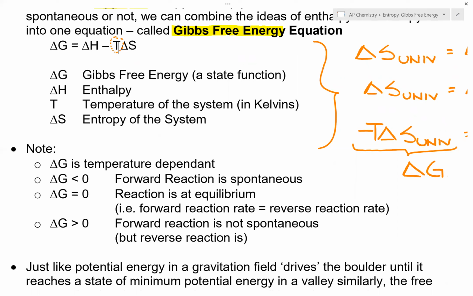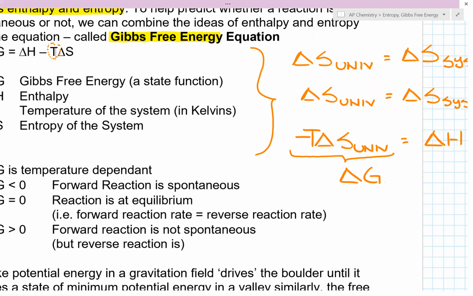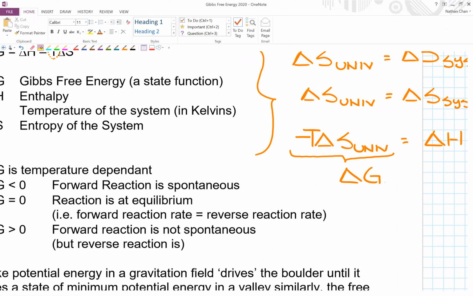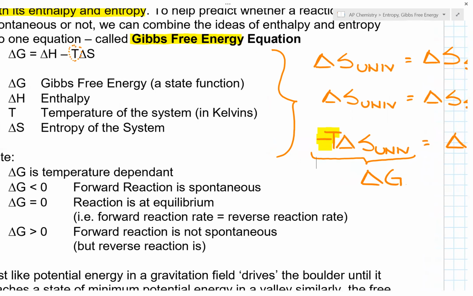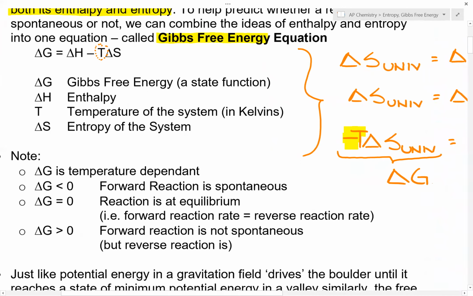Now, why is delta G less than 0 considered spontaneous? Because, remember, the delta S of the universe is multiplied by negative temperature. A positive delta S of the universe is spontaneous, and when you multiply it by a negative temperature, it becomes a negative value. That's why when delta G is less than 0, or negative, it is a spontaneous reaction.